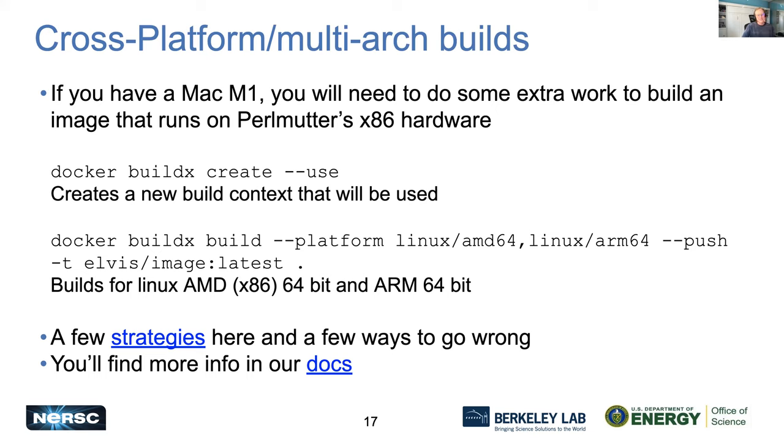Another tricky place is that the newest Macs have the M1 architecture, so ARM, which is not x86, and Perlmutter is an x86 system. If you'd like to build an image on your laptop but have it run on Perlmutter, you're going to need to do what's called a cross-platform or multi-arch build. To do that, you run docker buildx create. This creates something called a new build context, which is what is needed to build for additional OSs. In this example, in our new build context, we're building for both an amd64 architecture, so that's your typical x86, and we're also building for an ARM architecture, so that would be for your Mac M1. You do the build and the push in the same command, usually, to make this easier.